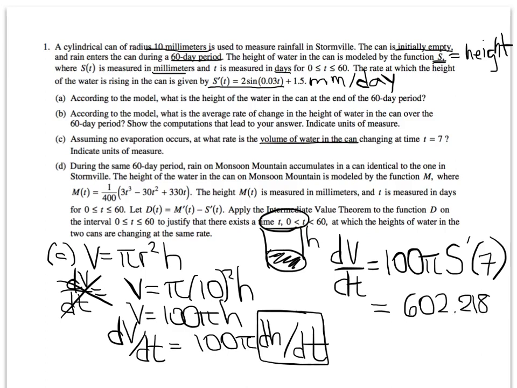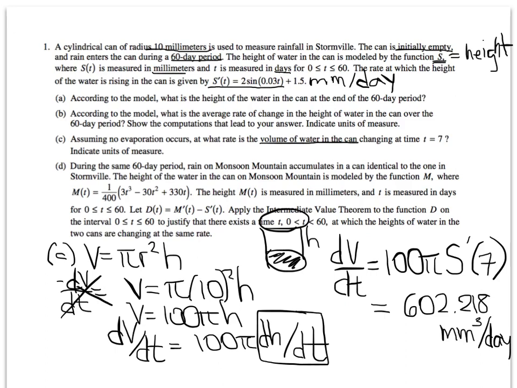Now this is the rate of change of volume. What is volume always measured in? Units, units squared, units cubed. It's units cubed. So it's millimeters cubed per day is the rate at which the volume is changing. Now let's go into part D, okay?